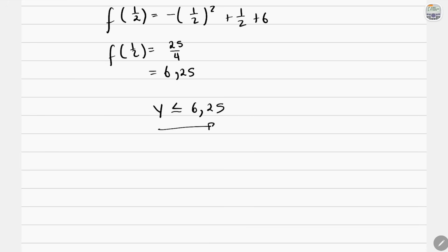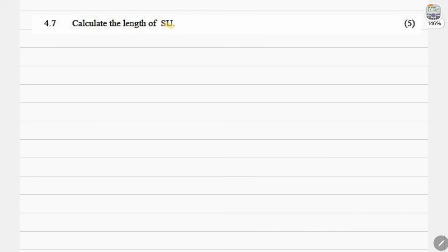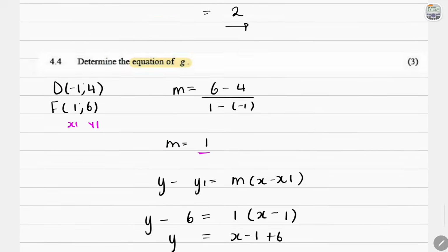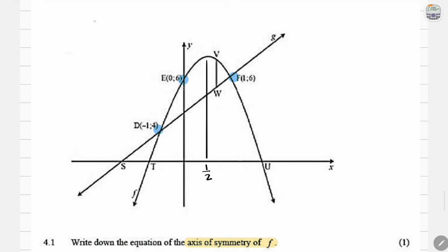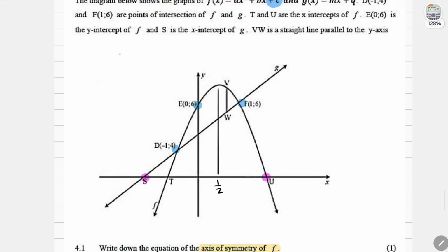Moving on to the next question. Question 4.7 says, calculate the length of SU. Okay, so to find the length of SU, you can see that this is just a way of them asking us, find the x-intercept of the graph of G and then find the x-intercept of the graph of F, and then you would know what SU is.